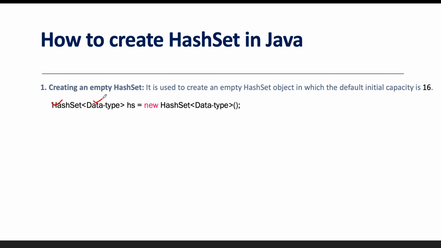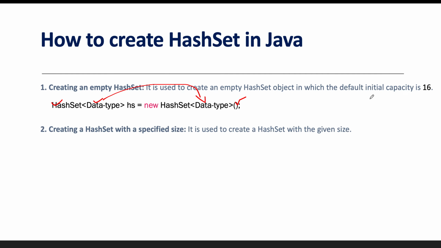Here it is generic, and then HS equal to, that is the object of the HashSet, then new HashSet, and then the same data type. This data type denotes what kind of data we want to insert into the HashSet. At compile time, the compiler will know what kind of data you want to insert. If you try to insert any other element, it is going to throw a compile-time error, so we will know at compile time and be able to resolve it. And this is a default constructor because we are not providing any argument. It means the initial capacity would be 16.